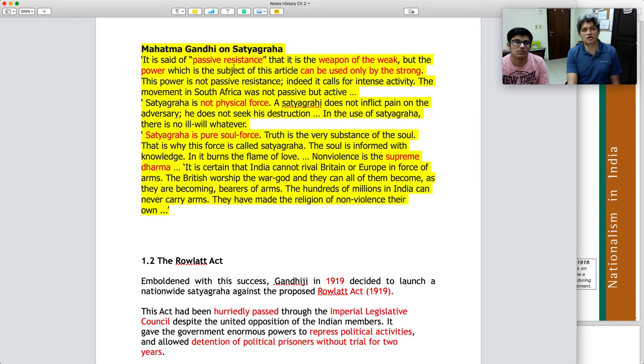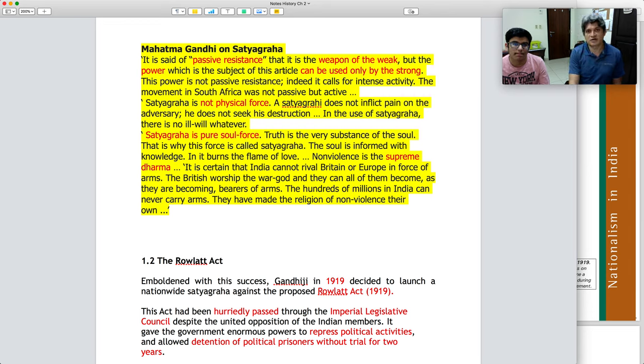It is said of passive resistance that it is not active resistance. You're not taking up arms. You're passive. You're not just towing their line. This is passive resistance. That is a weapon of the weak.